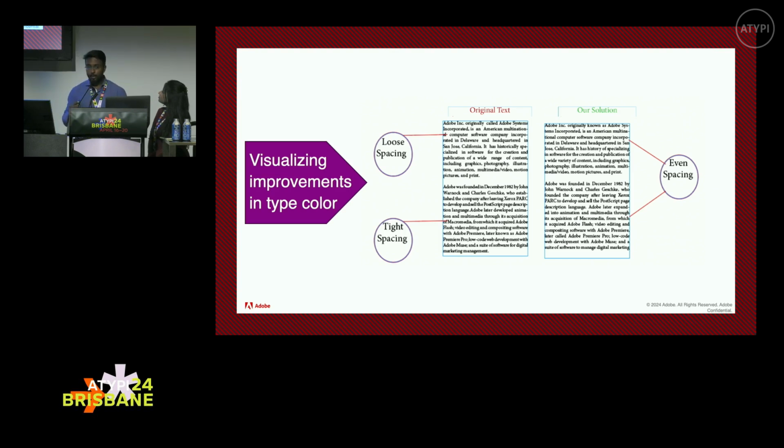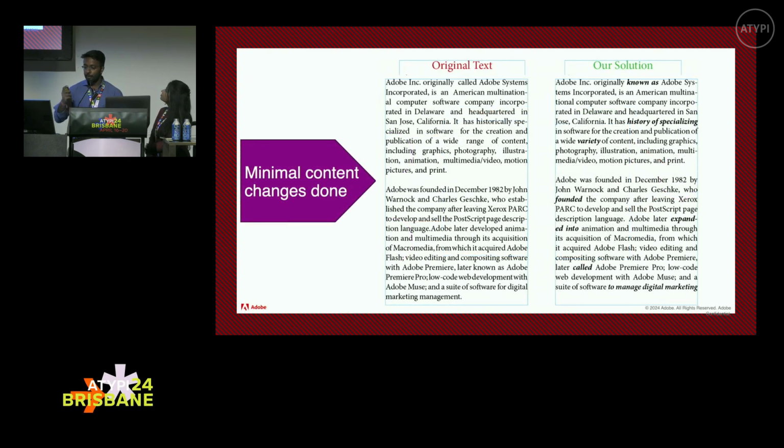Now the type color is improved, but what are the kinds of suggestions that have been suggested by the system? So let's try to even visualize the kind of minimal content changes done in the same paragraphs. As you can see, the bold text on the right with our solution applied represents the minimal content edits that have been suggested by our system. So it's minimal. Say if you look at the first line, it says Adobe Inc, originally called Adobe System, has been replaced by Adobe Inc, originally known as Adobe Systems.